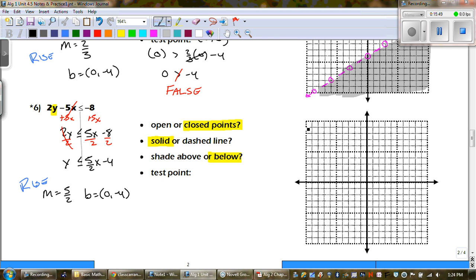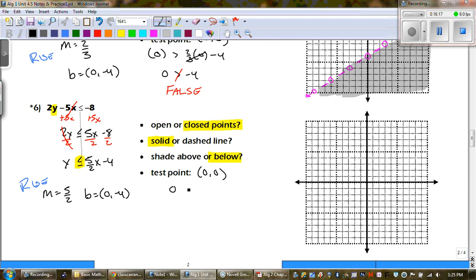Okay, that should be the first stuff you should get. Y is less than or equal to 5 over 2x minus 4. Our slope is 5 over 2. It's rising. And we start at (0, negative 4). And looking at the inequality symbol, that's how I was able to figure out it's closed points. It's a solid line, and we shade below. Okay, remember the test point is (0, 0).